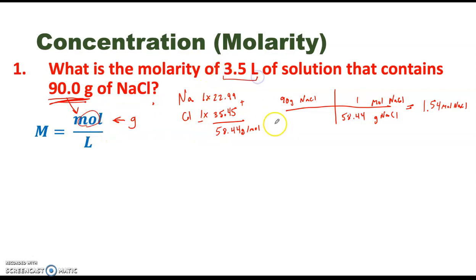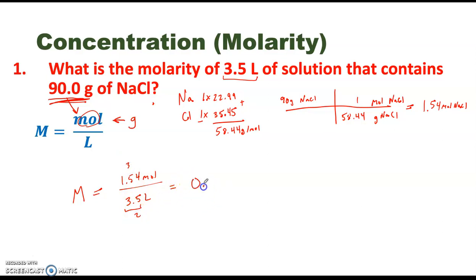Conveniently, I'm given liters. Typically, you are not. You usually measure in milliliters, so you may have to convert, but not in this case. So my molarity is going to be 1.54 moles of NaCl divided by 3.5 liters of water. So I do that math, divided by 3.5, and I'm going to round to 2 sig figs because I've got 3 sig figs divided by 2 sig figs.